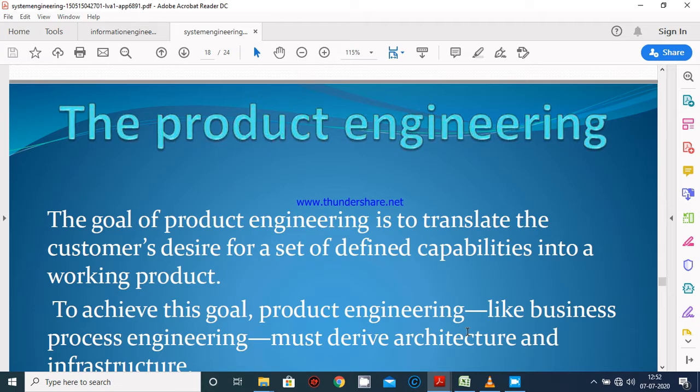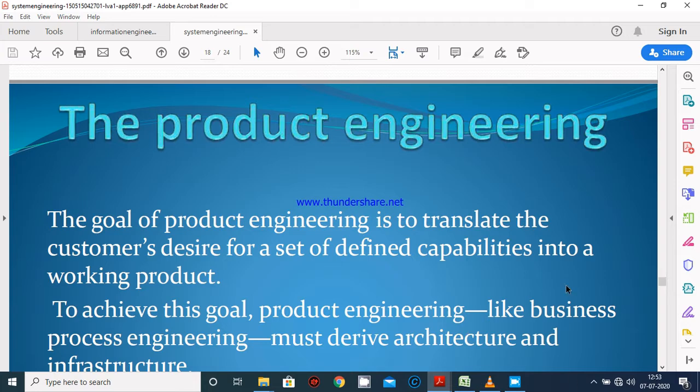I'm going to cover the next topic of the subject Advanced Software Engineering Principles and Practices of the Department of Computer Science and Engineering, PBD University, Lucknow. So this topic comes in the first module of Advanced Software Engineering Principles and Practices. The name of this topic is product engineering.